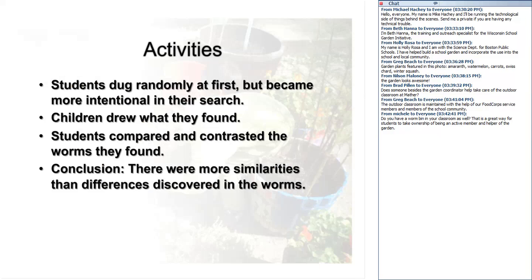At first, the students would dig randomly, but they became more intentional in their search, and they would notice where more of the worms would be so that they would want to focus in on that part of the garden. And then the children would draw what they found. We had science journals. They would either bring their journals with them to the garden, or they would draw the worms when we came back.